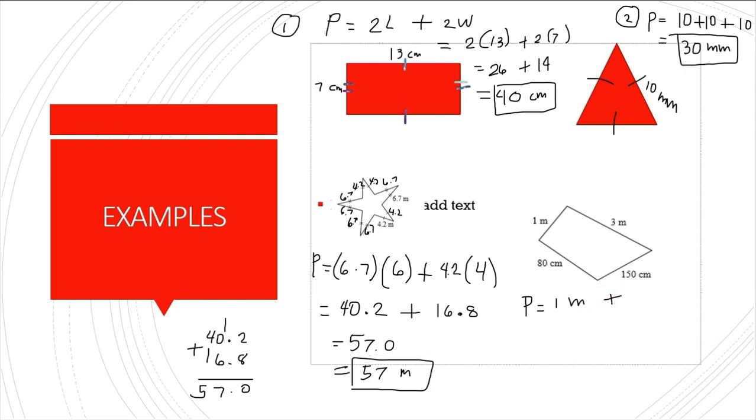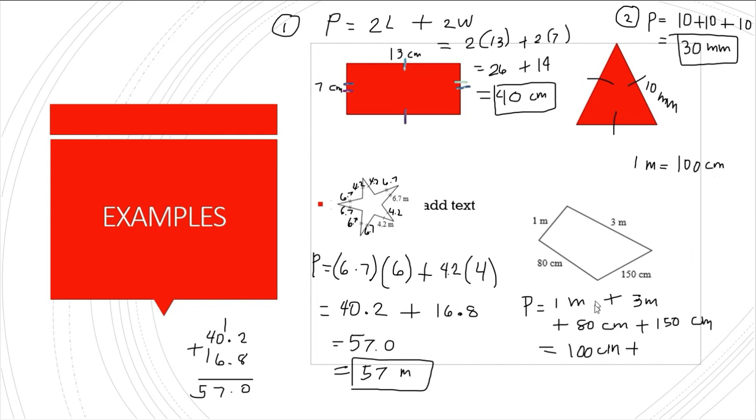So we say that we want to add perimeter is equal to 1 meter plus 3 meters plus 80 centimeters plus 150 centimeters. Alright, so you have to be watchful with the given, whether they have the same unit. You cannot add them because they have different units. So what you do, you convert 1 meter. Remember, in every 1 meter, there's 100 centimeters. So therefore, this 1 meter, we will make it into 100 centimeters.